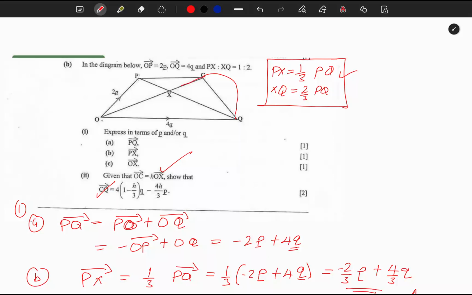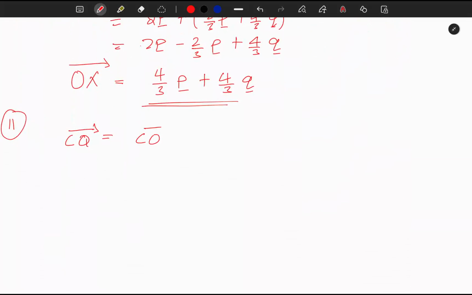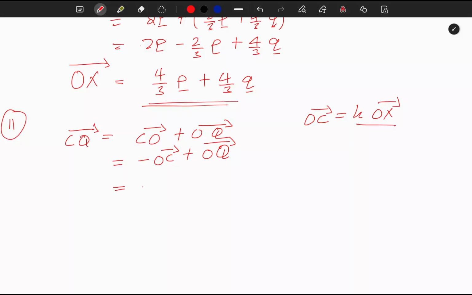We can move from there. We can move that and that. We'll still reach that. So we take the route of CO and OQ. So this will be CO and OQ. But take note, they have given us that OC is equal to h of OX. So what is CO? We can say that CO and OC are just opposite of each other. So CO is the negative of OC plus OQ. But what is OC? It is this. So we put negative h of OX plus OQ, which is 4Q.